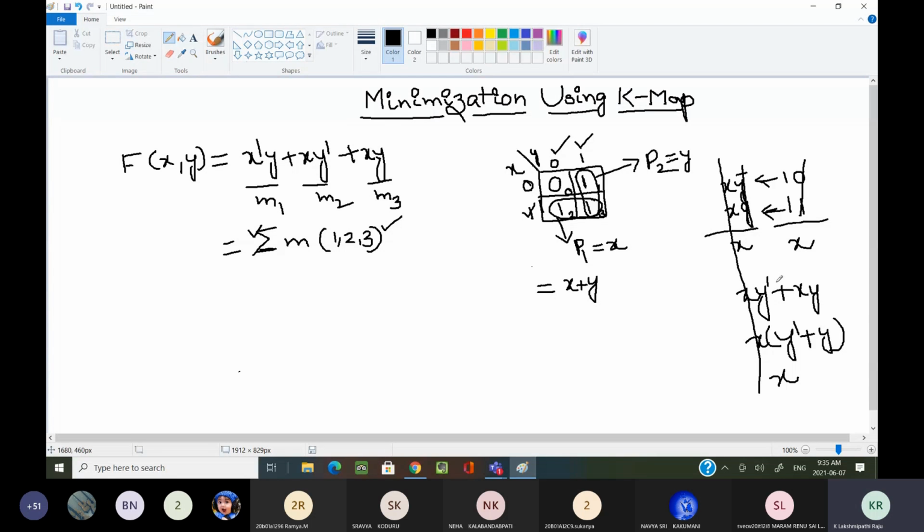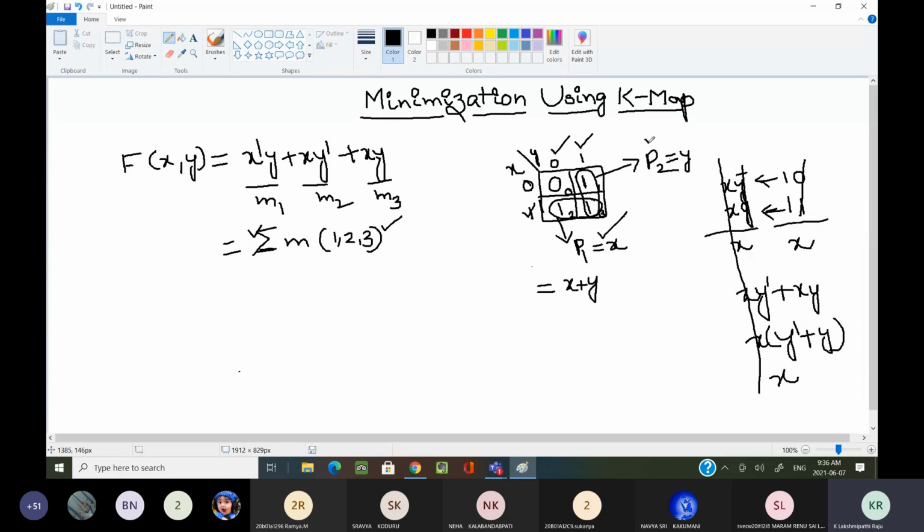By seeing the map, you can directly write P1 equal to X. Why? Because row wise X is common, and column wise Y is varying. That is the reason there is no need to cancel anything. By seeing your pair, we can understand it, because y is varying in these two min terms. That is the way of simplifying pair 1.